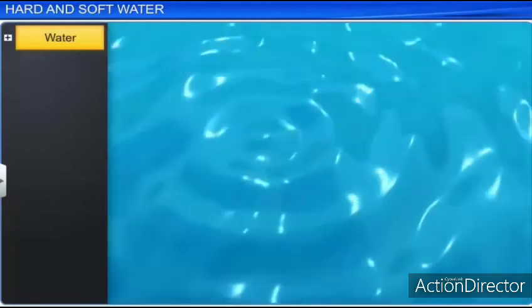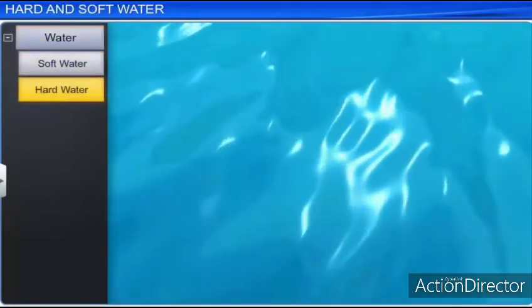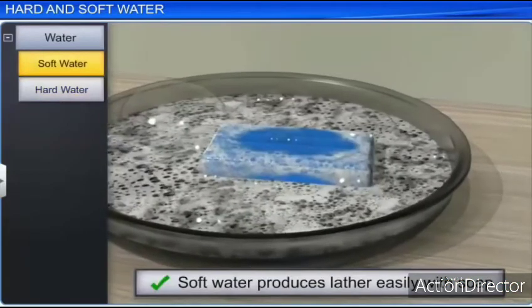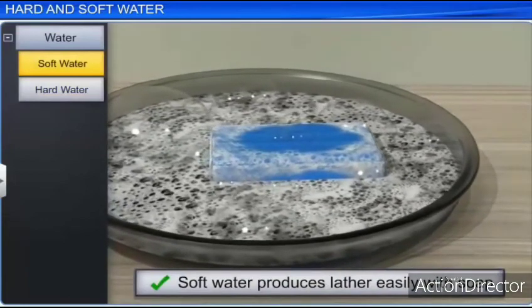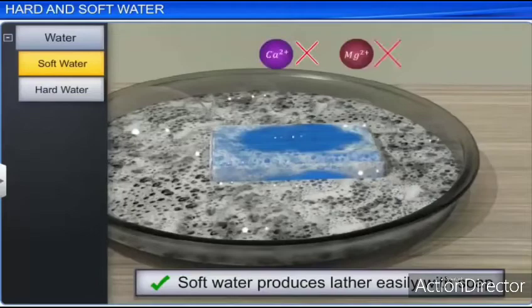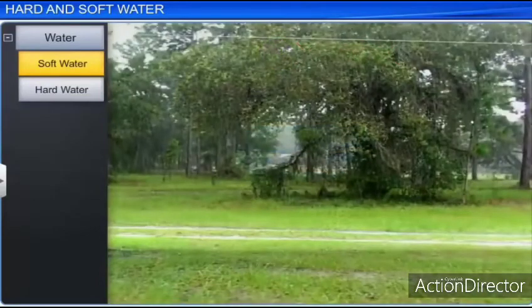Water is classified as soft and hard depending on the type of dissolved salts and behavior with soap. Soft water produces lather easily with soap and contains no calcium or magnesium ions. A good example of soft water is rainwater.